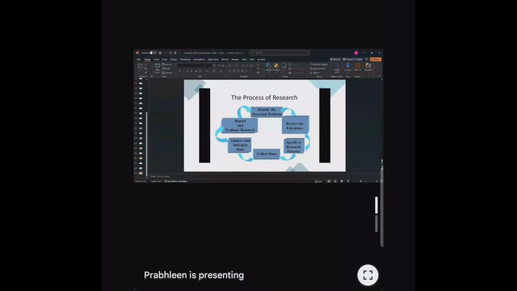So when we say how to write a research paper, I'll show you a PDF file of the steps of the research paper. It is available on your online platform. You can just download it from there. Right now, I'm sharing it on my screen.